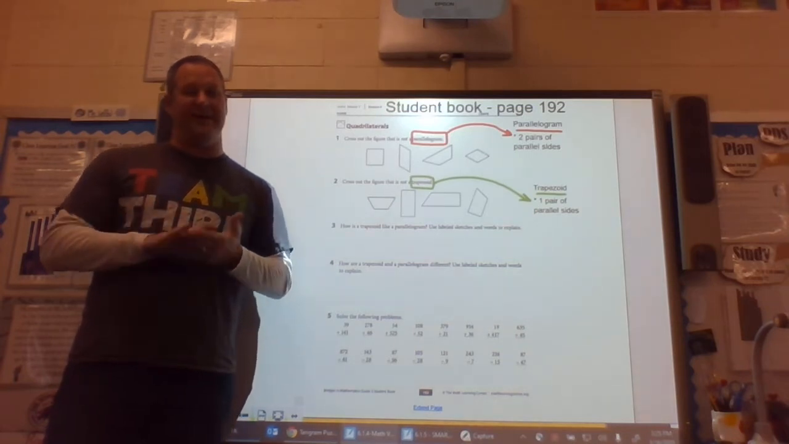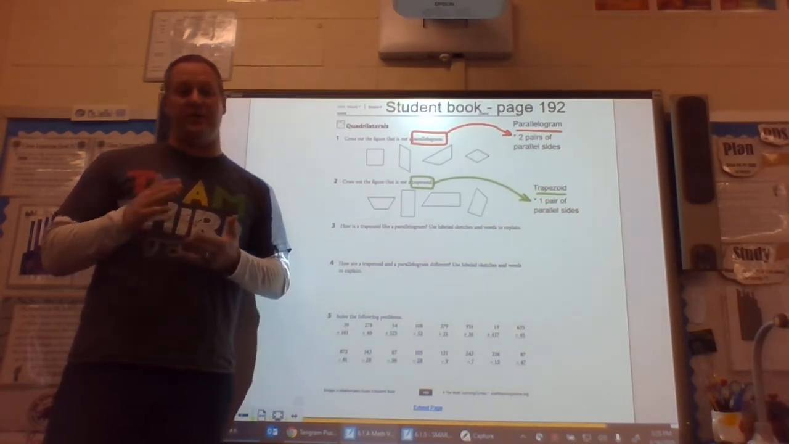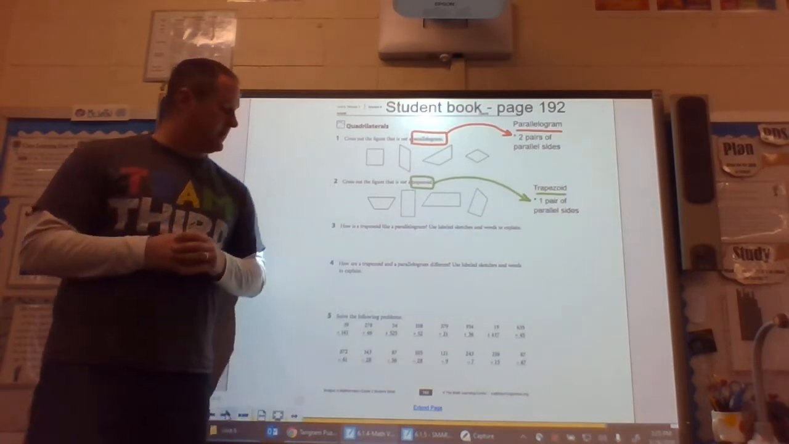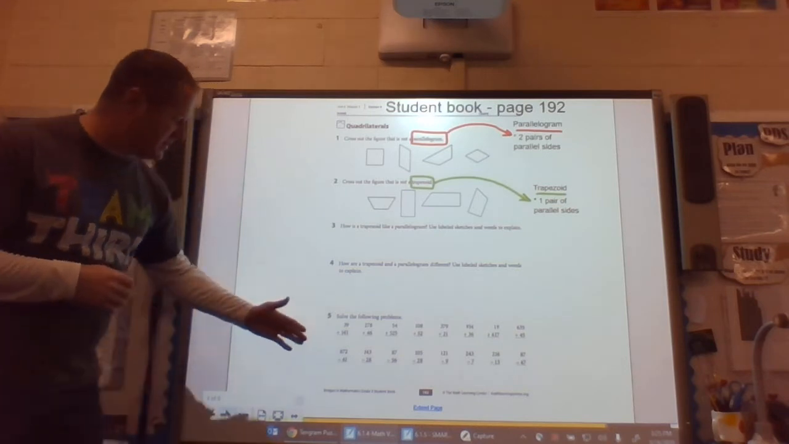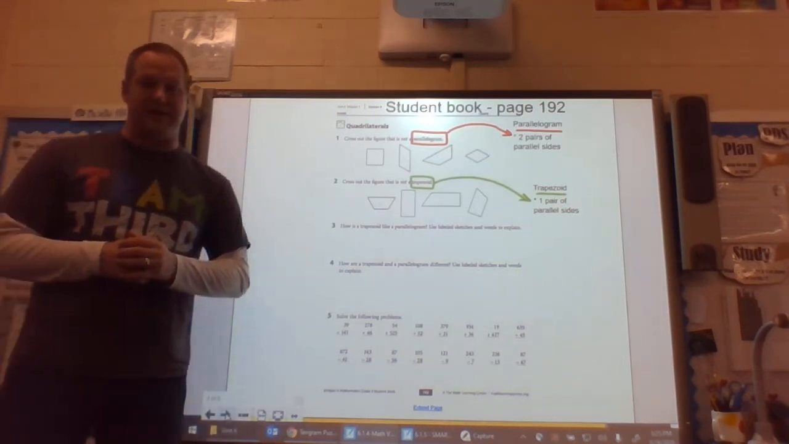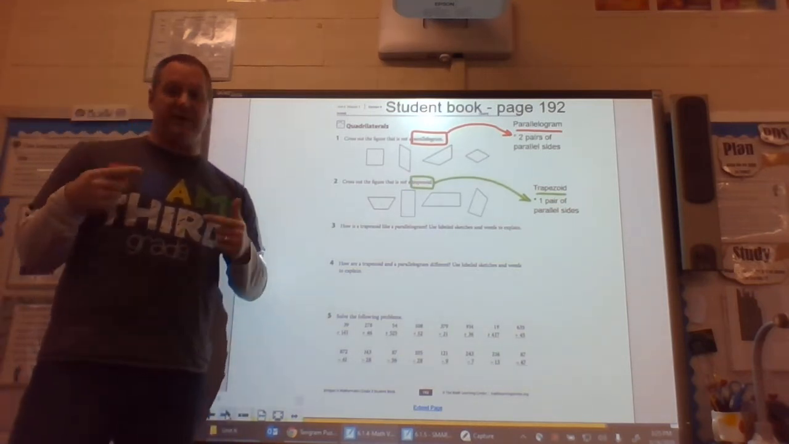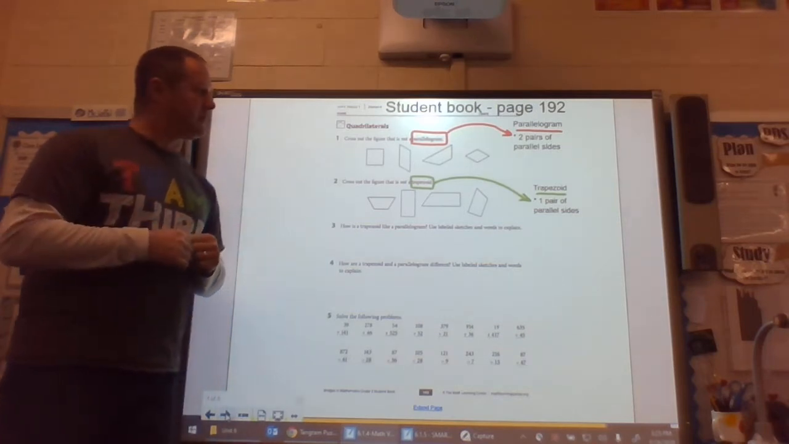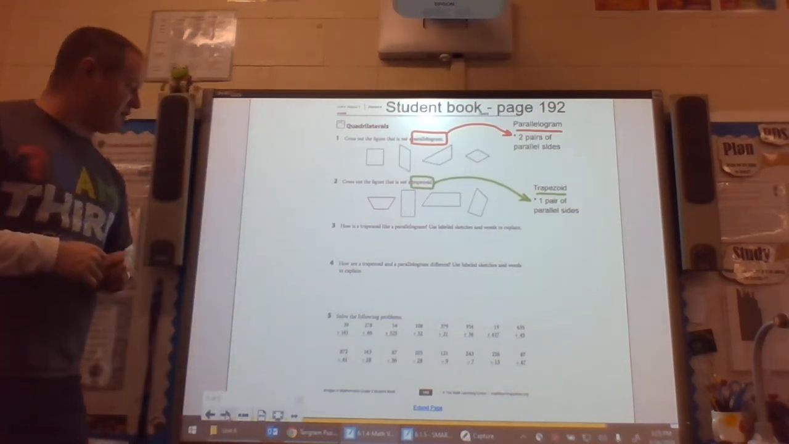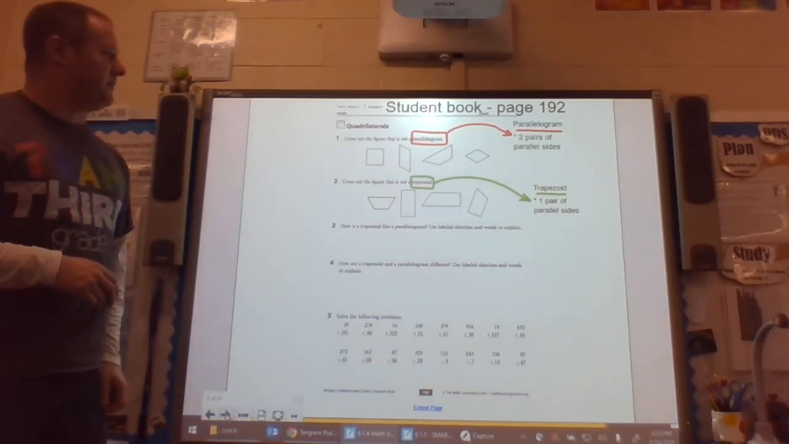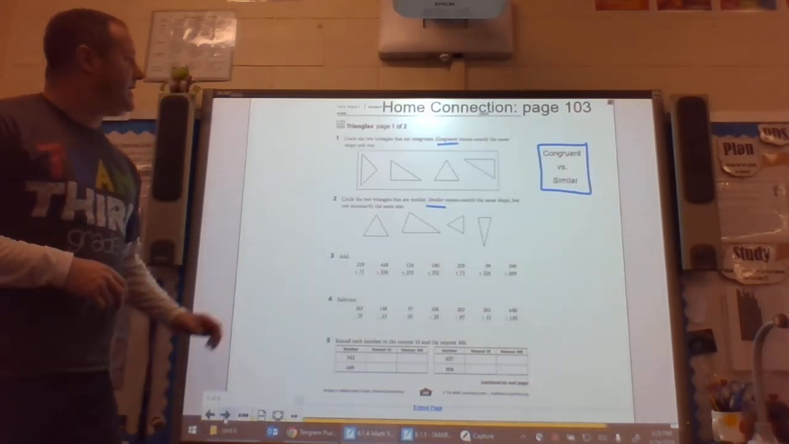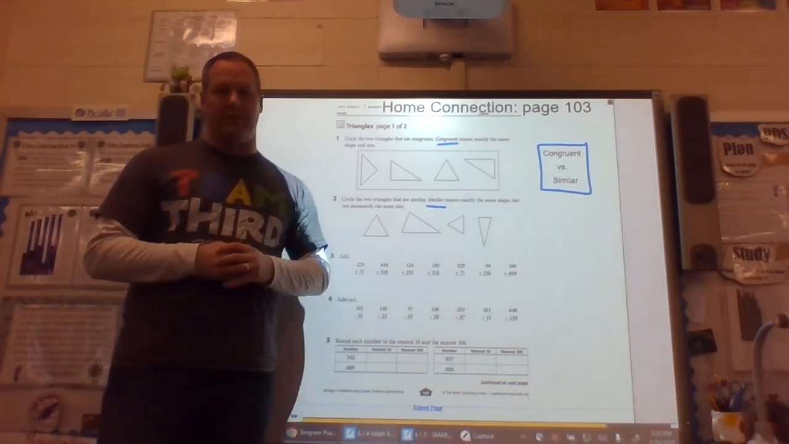So hopefully you can do it as a bulleted list. If you want to do sentences, it's totally fine. Then at number 5, you have to solve the math problems, and it looks like they're addition and subtraction. So good luck with that. Once you get done with student book page 192, your homework for today is your home connections page 103.